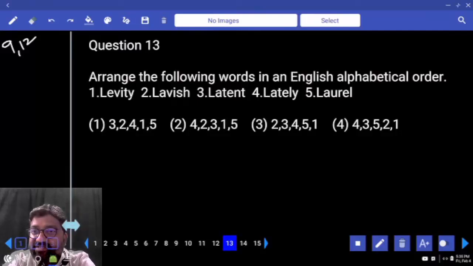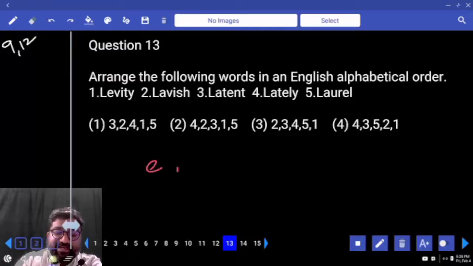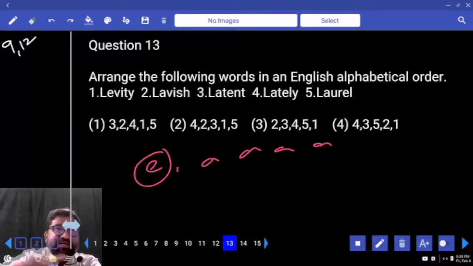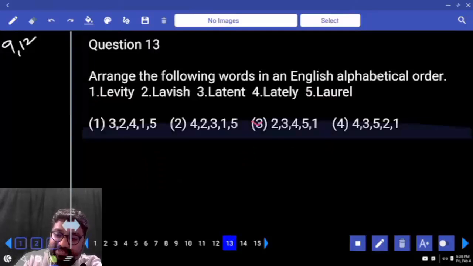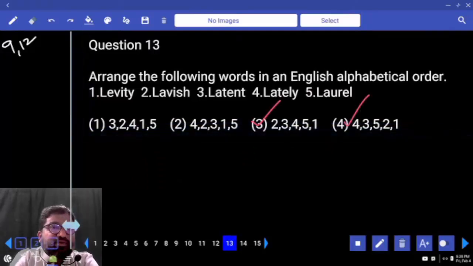We'll go for the second letters. When I go for the second letters, for the first word it is E and the remaining letters are A's. So obviously this second letter is E. This E should be in the last place. And the first word will be in the last place. When I say first word will be in the last place, my answer should be either 3 or 4. Next, I'll go for the second letters.